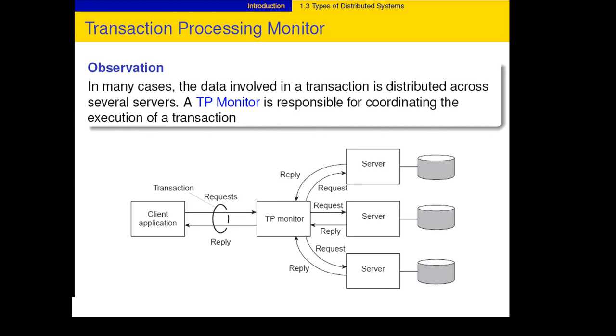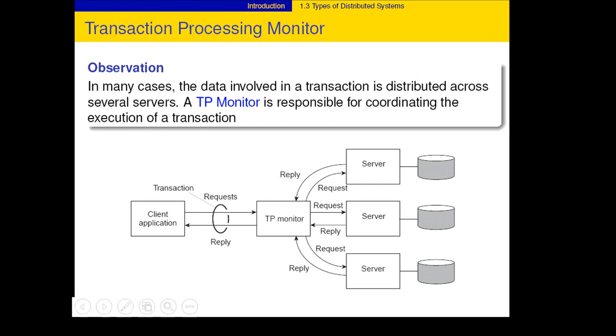A TP monitor is responsible for coordinating the execution of a transaction. In this figure, you can see the client application on the left side, and on the other side there are some servers. These servers are used to store the data. The data is distributed between some servers.